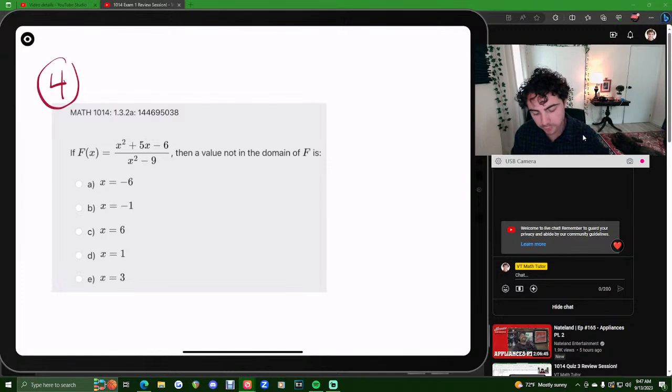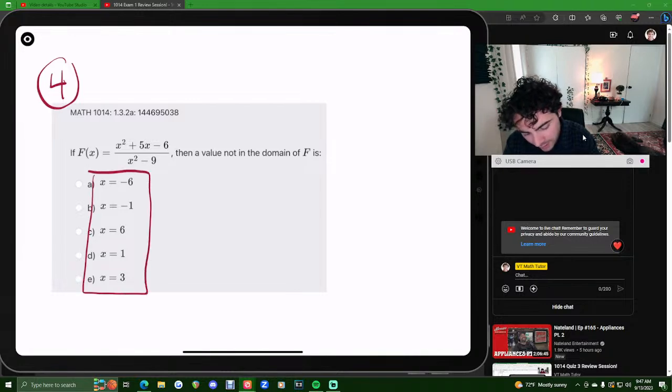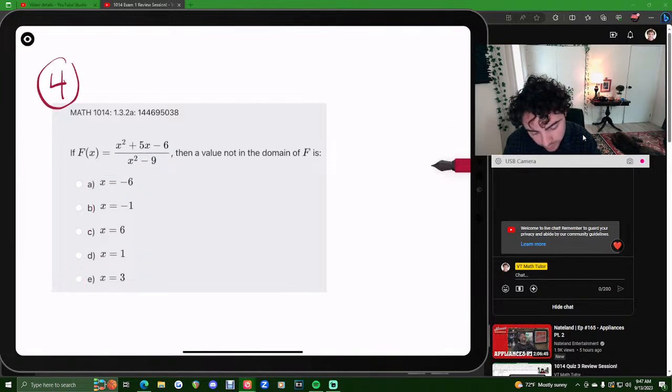All right, number 4. Given this function, a value not in the domain of f is what? A quick way of going about this is we are trying to find the x value that makes this denominator equal to 0. Like if we were to plug these x values into that denominator, which one makes the denominator equal to 0? That's one method of going about it, and really that's essentially what we're looking for.